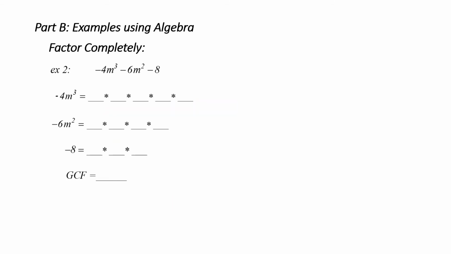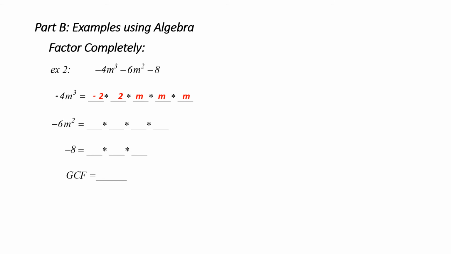All right, this one is a little more complicated. Notice all of my terms are negative. That's important. So let's start with negative 4m cubed. Well, what multiplies to give me negative 4? The prime factors are 2 times 2. m cubed is 3 m's. But there's a problem. It's negative 4, which means one of these 2's has to be negative. Since all of my terms are negative, I'm going to make the common term negative 2.